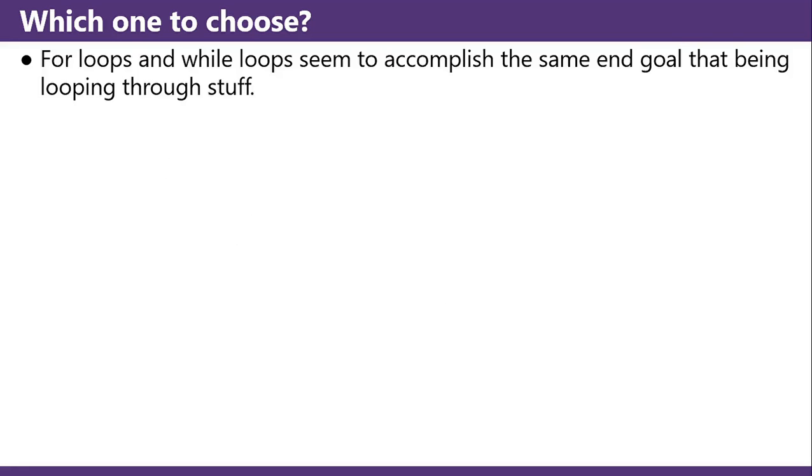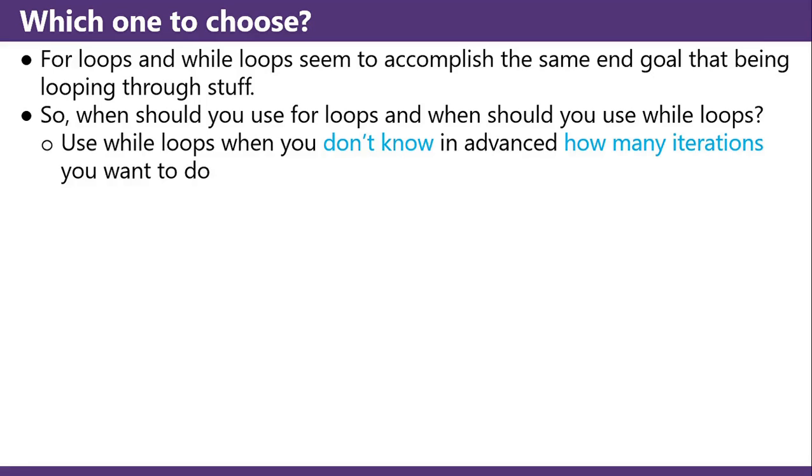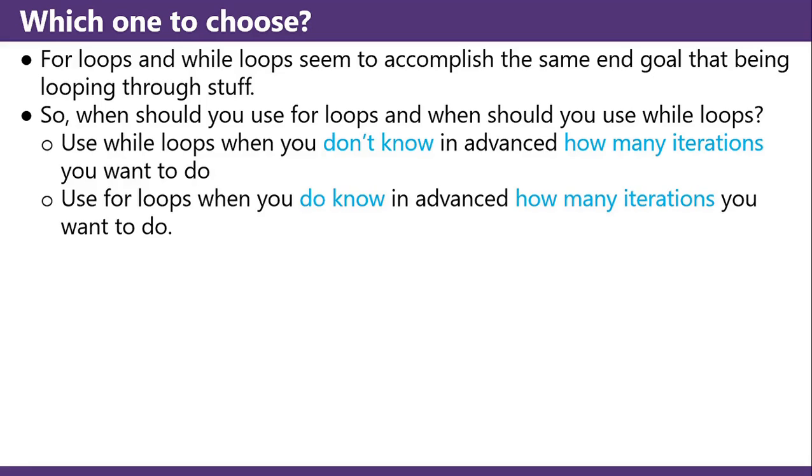Which one to choose? For loops and while loops seem to accomplish the same end goal, that being looping through stuff. So when should you use for loops and when should you use while loops? Use while loops when you don't know in advance how many iterations you want to do. Use for loops when you do know in advance how many iterations you want to do.